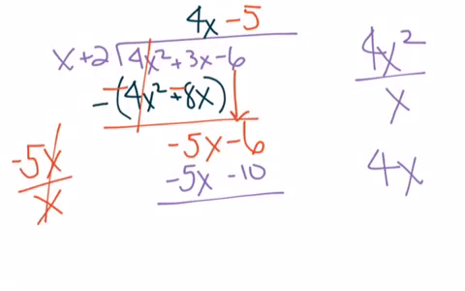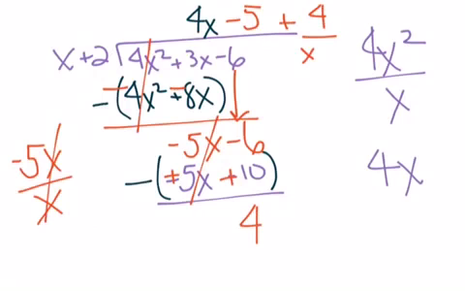Remember, this whole thing gets multiplied by a negative because we're truly subtracting here. So that's going to turn positive, and that's going to turn positive, because negative times negative is positive. So these are going to cancel out. Negative 6 and a positive 10 is going to give us a positive 4, which is our remainder. So the answer is 4x minus 5 plus 4 over x plus 2. Alrighty?